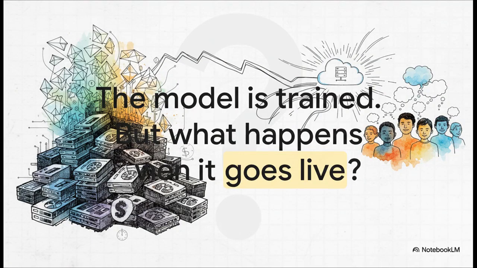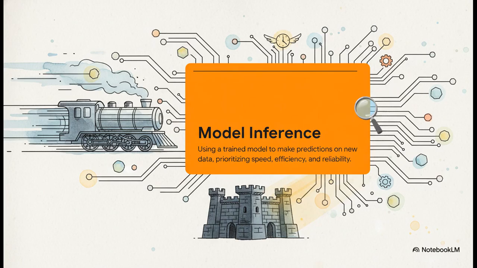So, picture this. You've spent maybe millions of dollars, thousands of GPU hours. You've created this masterpiece of an AI model. But what happens the second it goes live and has to face real user requests? Well, that's when the sprint begins. And that sprint is called model inference. It's the process of using that amazing trained model to make predictions on brand new data it's never seen before.